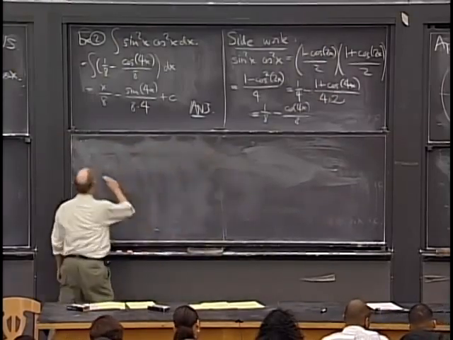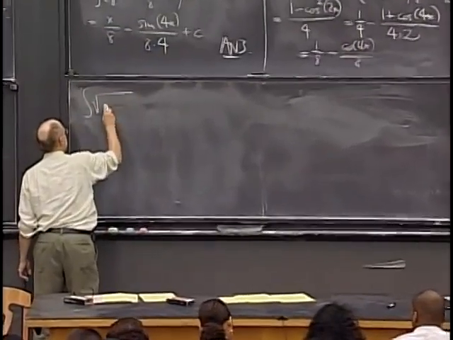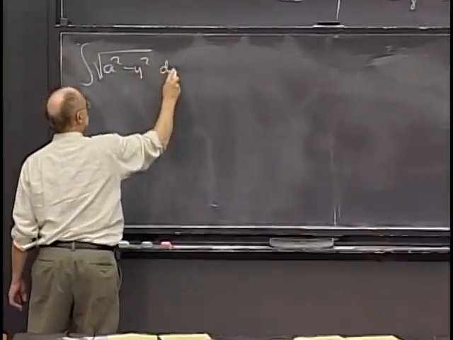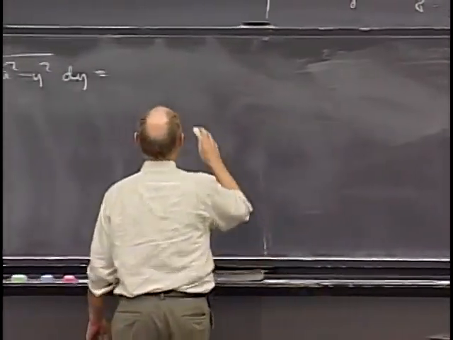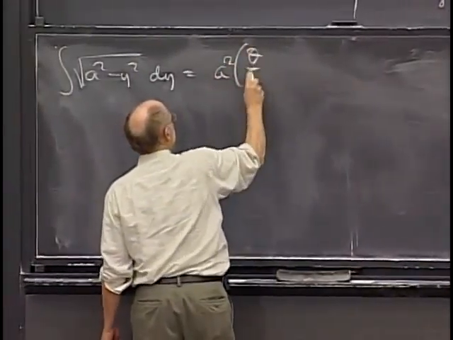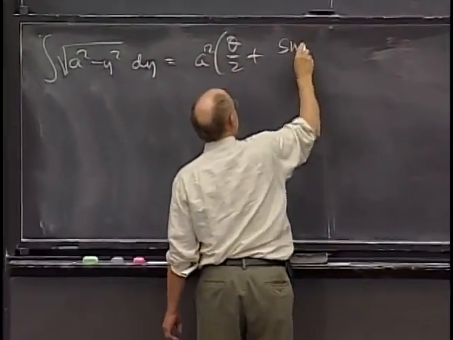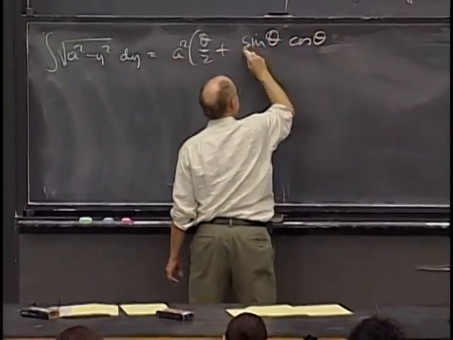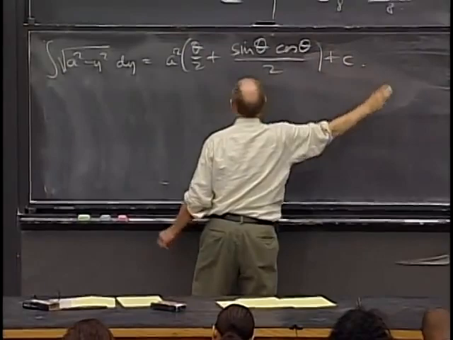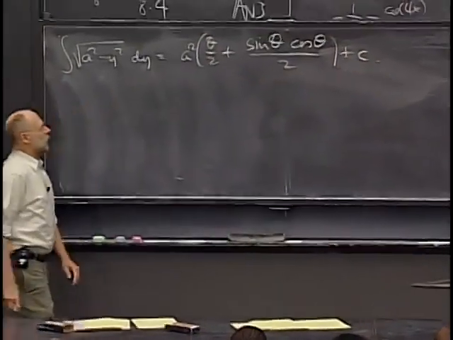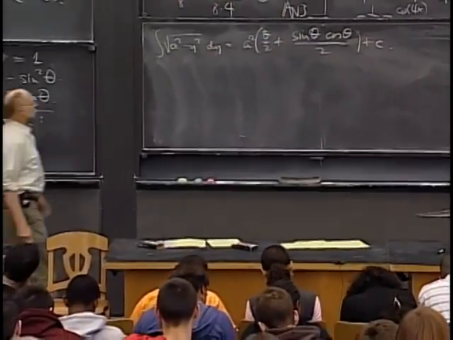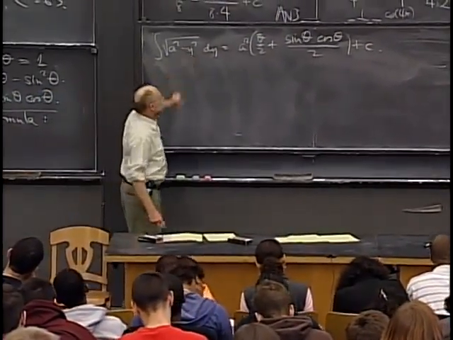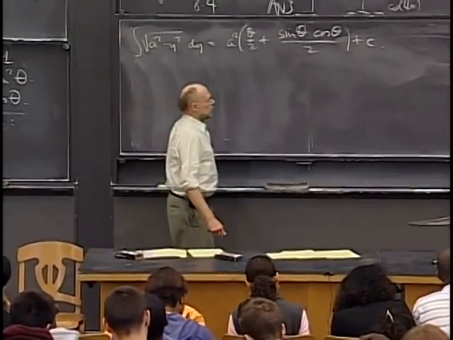So let me write down the integral that we have now. The integral of the square root of a squared minus y squared dy is, so far, what we know is a squared theta over 2 plus sine theta cosine theta over 2 plus c. But I want to go back and rewrite this in terms of the original variable y. Well, what is theta in terms of y?